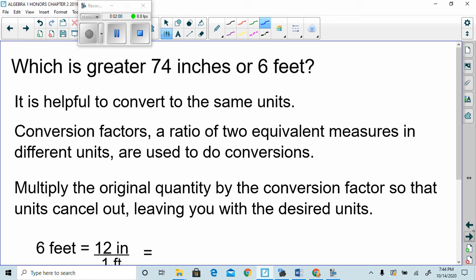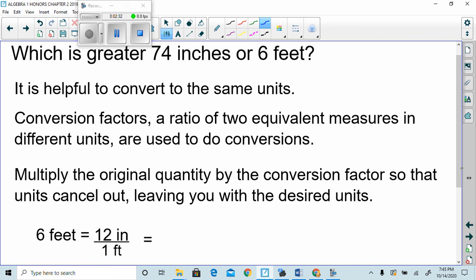So let's look at one example. Which is greater, 74 inches or 6 feet? Well, let's take a look at how we're going to go about making this comparison. It's helpful to convert to the same units. So conversion factors, a ratio of two equivalent measures in different units, can be used to do these conversions. We're going to multiply the original quantity by the conversion factor so that the units cancel out, leaving us with the units that we were looking for.